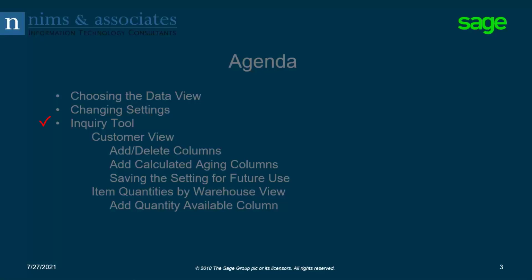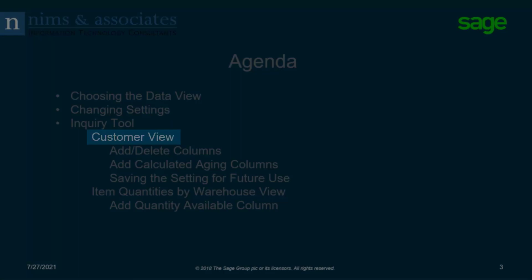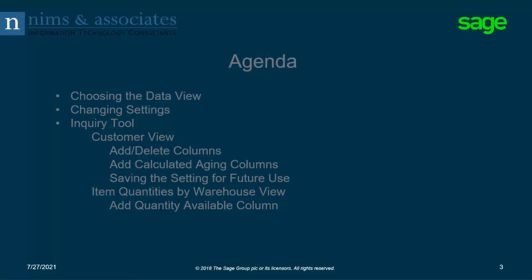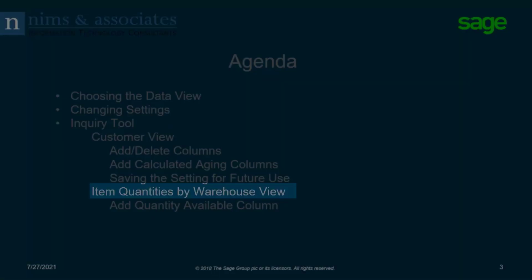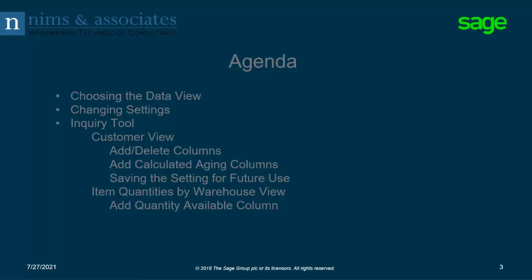So the first thing we're going to look at is the customer view. And we'll give you some examples about adding and deleting columns, adding calculated columns, and how to save your work for future use. And then lastly, I'll give you an example about a view called the Item Quantities by Warehouse, where we'll add a quantity available column. So let's go ahead and get started.